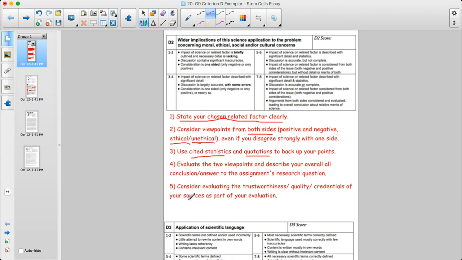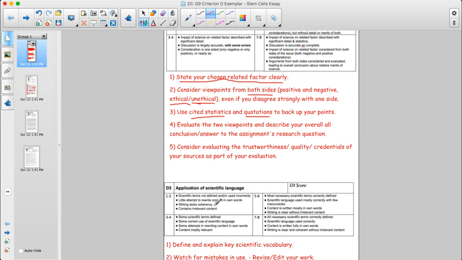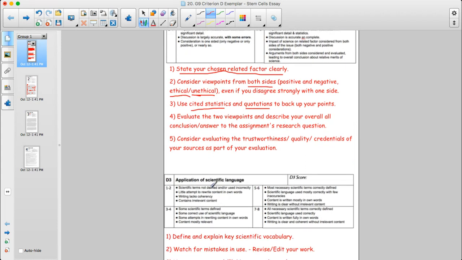Then at the end, you're supposed to come to a conclusion where you look at both viewpoints and describe your overall answer to the assignment's research question. So in this assignment, looking at the answer to whether or not it's ethical to use embryonic stem cells to treat a disease. And finally, when you're doing that, you may want to consider evaluating the quality or the credentials of your sources as part of coming to your conclusion.